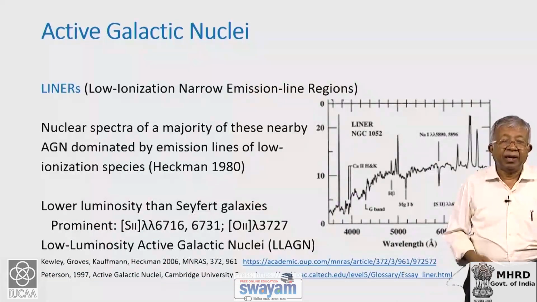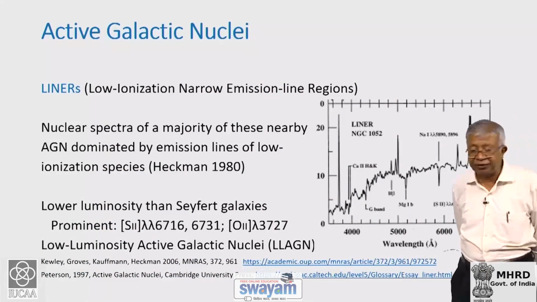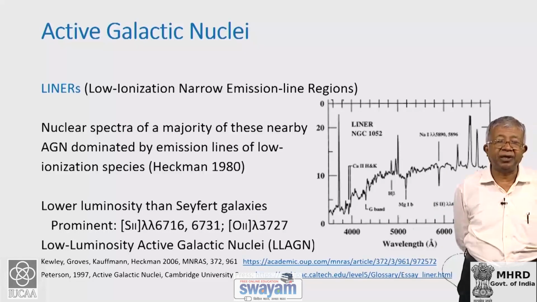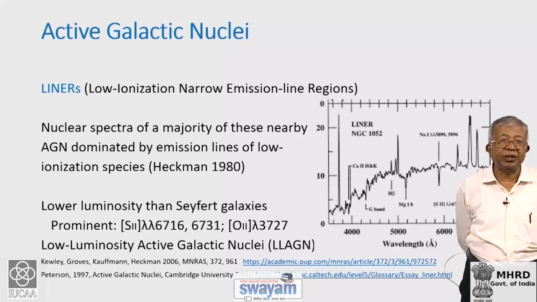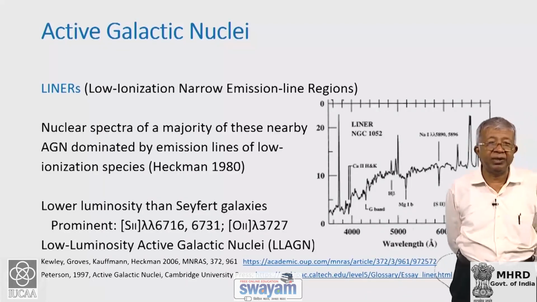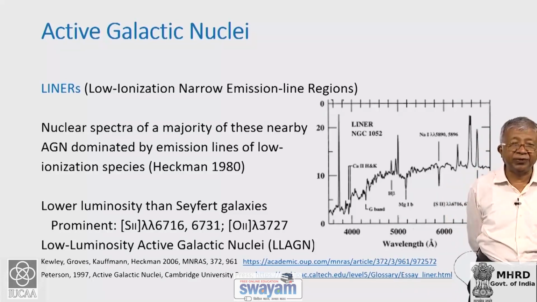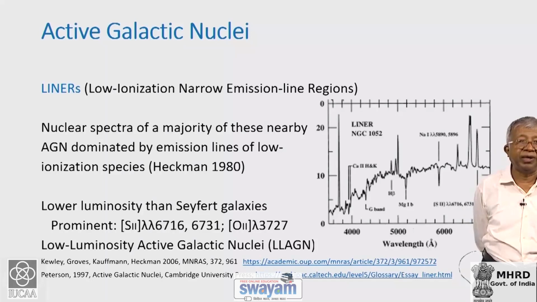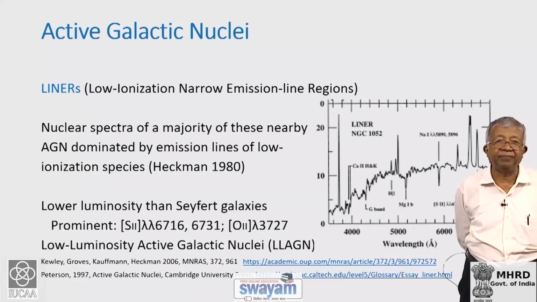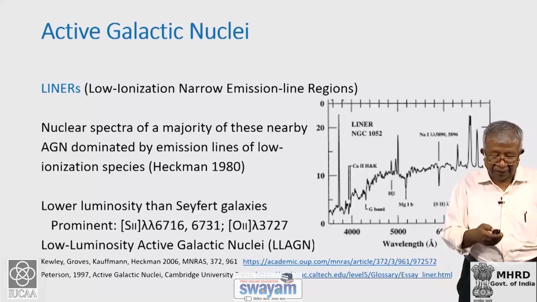Now, in addition to these kinds of spectra, Heckman in 1980 actually pointed out to us that if you look at the spectra of a lot of nearby galaxies, you find low luminosity AGN over there. You do see emission lines, and these were referred to as the low ionization narrow emission line regions. They were also called low luminosity active galactic nuclei. They are of lower luminosity than the Seyfert galaxies, and you can see prominent lines of sulfur 2, low ionization, oxygen 2, 6731, the oxygen 2, 3727 line at the extreme left over there. This is an example of a LINER spectra.